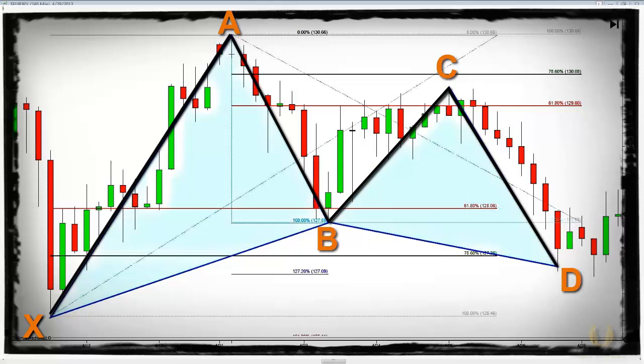Once the C leg is complete, the trader should start to project this area on their charts and predict where the pattern should complete. Again, we're looking for our pattern completion to be at A, an ABCD pattern completion; B, the 786 retracement from X to A; and D, a 127 extension from our A to B leg. When all of these factors line up, we have the perfect 222 Gartley pattern.